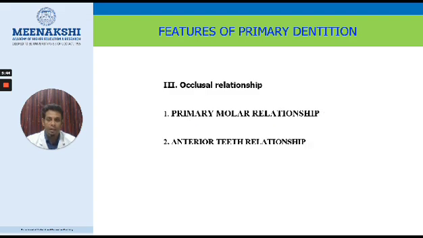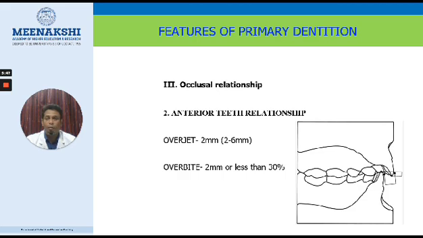Coming to the anterior teeth relationship, you have overjet and overbite. Overjet is the overlapping of the maxillary incisors ahead of the mandibular incisors. It's about 2 millimeters, which can range up to 6 millimeter in primary teeth. Overbite is the covering of the upper teeth when compared to the lower teeth, which is about 2 millimeter, usually presented as percentages, whereas in primary teeth it's about less than 30 percent coverage in overbite.